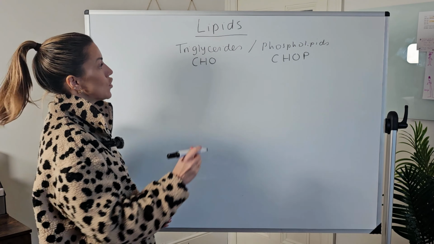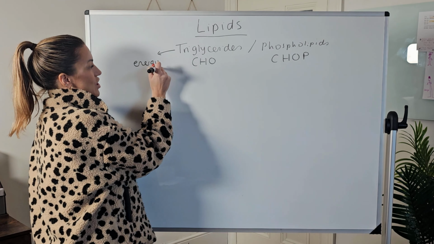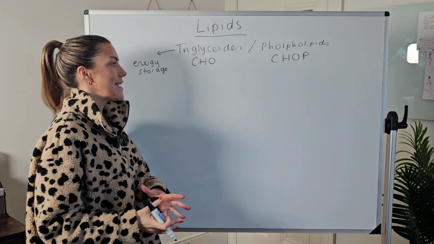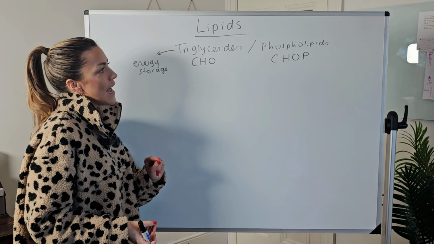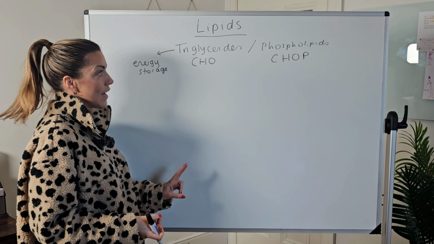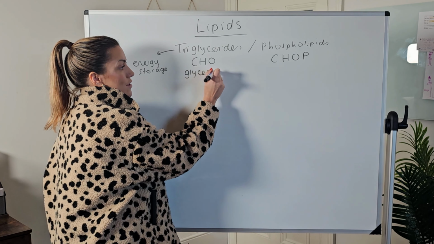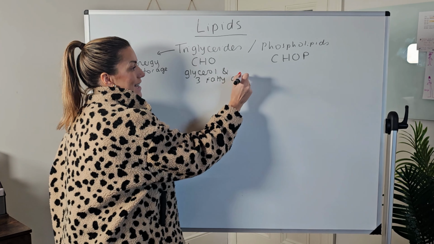In terms of their function, triglycerides are used for energy storage. So they're stored in the body, in the adipose tissue, and they can be broken down to release energy. In terms of structure, triglycerides are made from glycerol and 3 fatty acids.